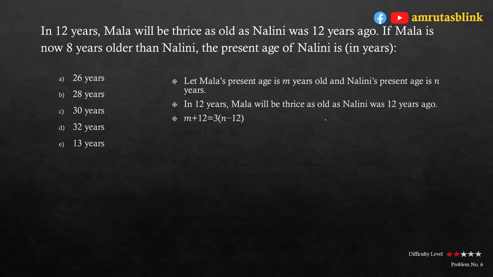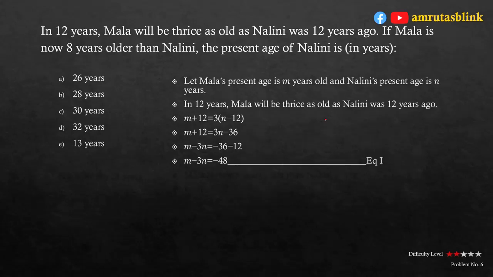So your equation is m plus 12 is equal to 3 into n minus 12. After simplification you will get m plus 12 is equal to 3n minus 36. If you take the variables on the left-hand side and constants on the right-hand side, you get m minus 3n is equal to minus 36 minus 12, that is m minus 3n is equal to minus 48, and this is your equation number 1.